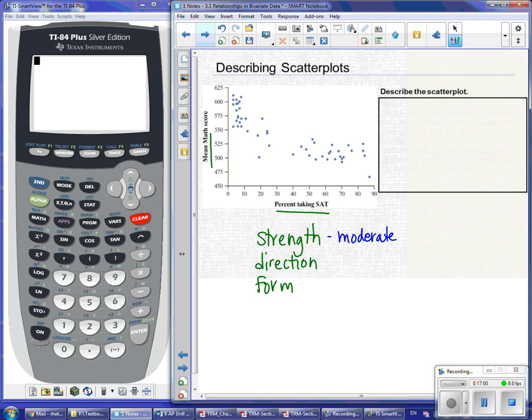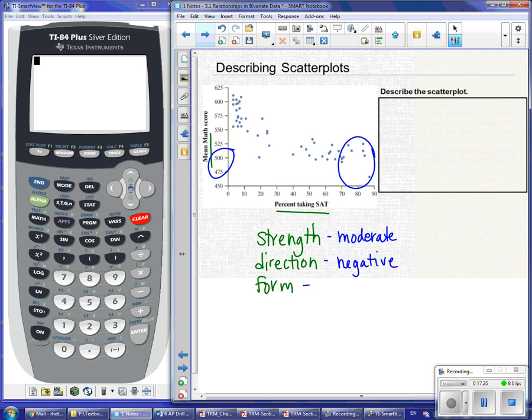In terms of the direction, I think you can see that the pattern is decreasing. That is not enough to say that it has a negative association on the AP exam. Just to say that it's decreasing isn't enough. You have to mention something about the association between the variables, where the high values of one variable correspond to the low values of the other. So in this case, there is a negative association.